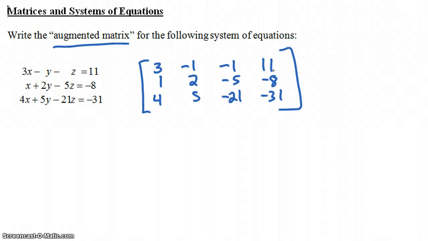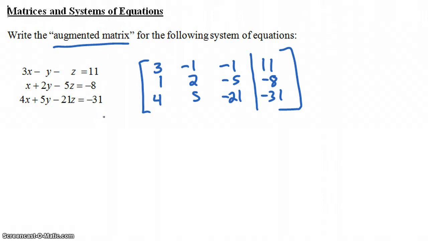Oh, and by the way, if you had not included this last column over here, if you had just had a 3 by 3 matrix that represented the coefficients of x, y, and z, that would be called a coefficient matrix. The reason this is called an augmented matrix is because we're taking this coefficient matrix and augmenting it by this column here, which represents the numbers on the right sides of the equations. Sometimes we put a bar here to represent where the equal sign is. But this is really a 3 by 4 matrix.